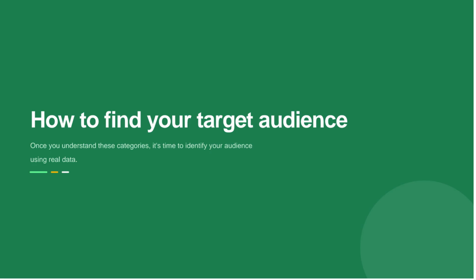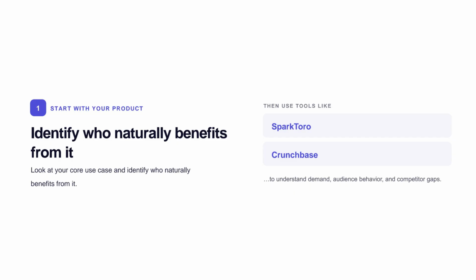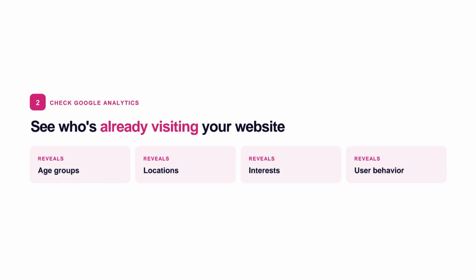Now, once you understand these categories, let's look at how to actually find your target audience in a practical way. 1. Start with your initial product use case and identify what type of customer it naturally attracts. Then do some market research using tools like SparkToro or Crunchbase to understand where demand exists. 2. If you're already doing marketing activities, check Google Analytics. It can show you the age, location, interests, and behavior of people who are already visiting your website.